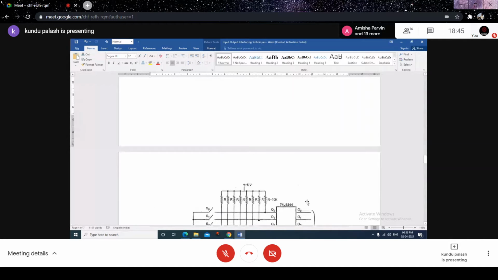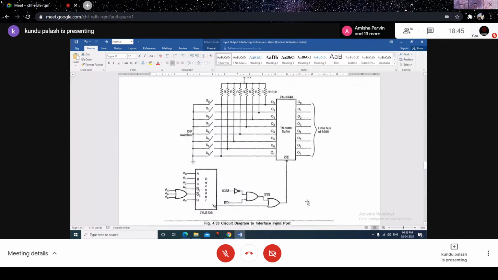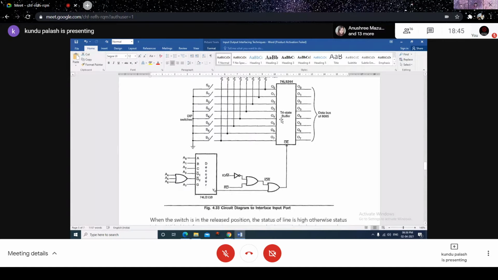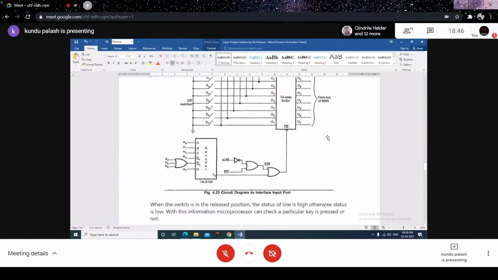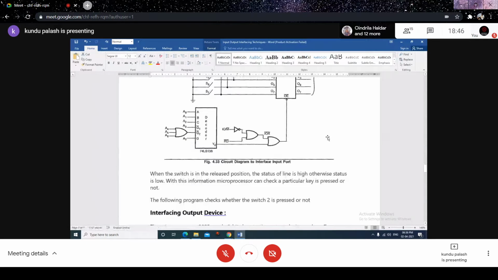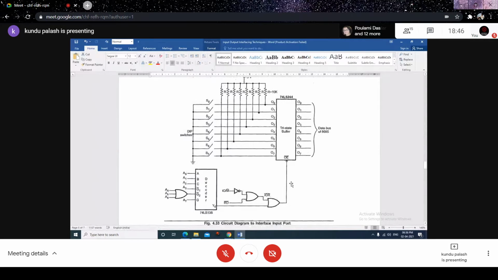So this is an input device also. This is also an example of the interface and input port. This is the external line, that means where the digital signals will be coming from, and this is the actual tri-state buffer, octal tri-state buffer. The output of the buffer is connected to the data bus. So this is a typical circuit diagram of how the input device can be interfaced following the absolute decoding method.